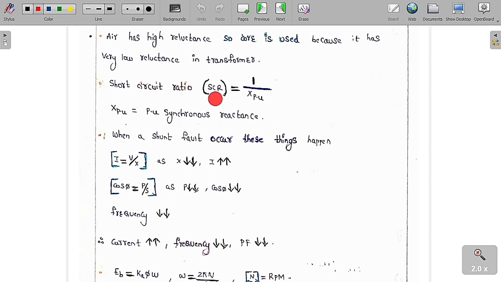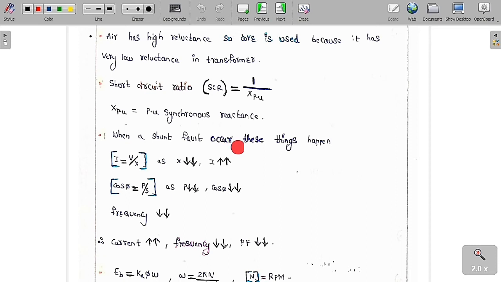Short circuit ratio, SCR, is equal to 1 by X per unit. X per unit is called the per unit synchronous reactance. This is a very important formula. The short circuit ratio SCR of a synchronous machine is equal to 1 by X per unit, where X per unit means the per unit synchronous reactance.